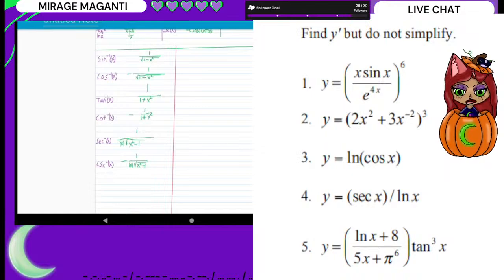But when we're inside another function, like it is here, the whole thing combined is inside the function of x to the power of 3, then we have to do the chain rule. So, I'm gonna make this smaller again.